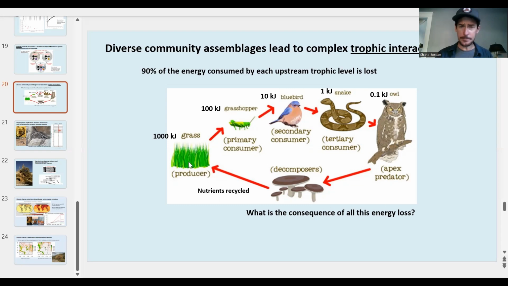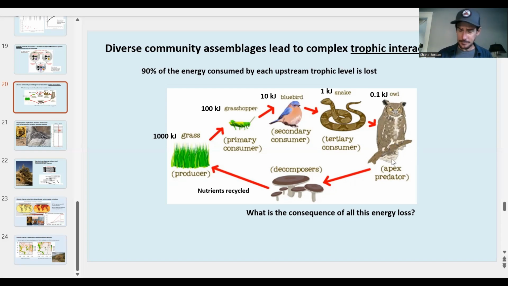In this example, the grass produces 1,000 kilojoules of energy that are available to a primary consumer, such as this grasshopper. So the grasshopper is consuming the grass. Then we have things like this bluebird that can consume this grasshopper, which is a secondary consumer. And then things like the snake that can consume this bluebird, which is a tertiary consumer. And things like this owl, which can consume this snake, an apex predator, so called because probably nothing else is going to be preying upon this owl. And so we see that the energy from this grass is flowing upstream into each of these different consumers.